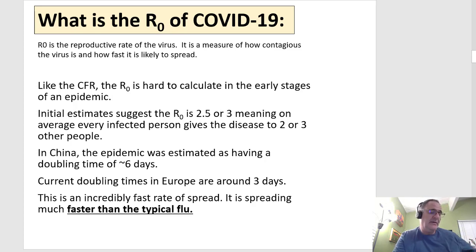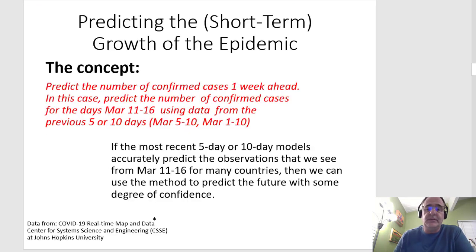Again, many people talk about whether this is just some other flu. It is not. This is an incredibly fast rate of spread. It's spreading much faster than the typical flu. So we have a combination of a disease that spreads faster, that's more virulent, and that nobody is immune to because it's novel. None of us have ever seen this. So please do take this really seriously.